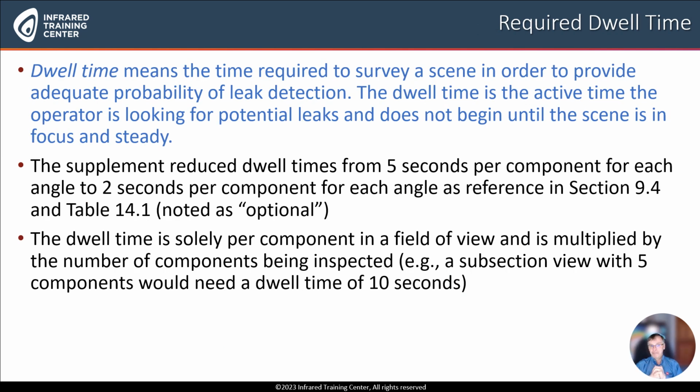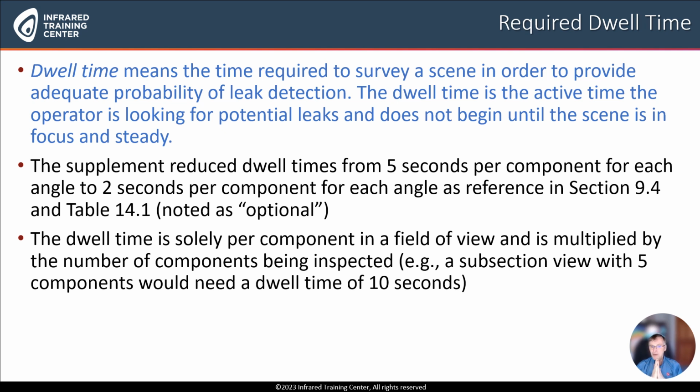Now, the dwell time, very important, and EPA places a lot of importance on this, means the time required to survey a scene in order to provide adequate probability of leak detection. The dwell time is the active time the operator is looking for potential leaks and does not begin until the scene is in focus and nice and steady. Now, the initial EPA rule that came out said 5 seconds per component. Well, that's quite a big time, and they have reduced that to 2 seconds per component. And there's a table to help you determine this.